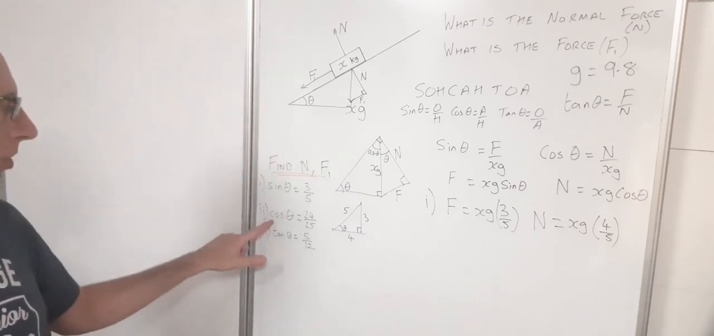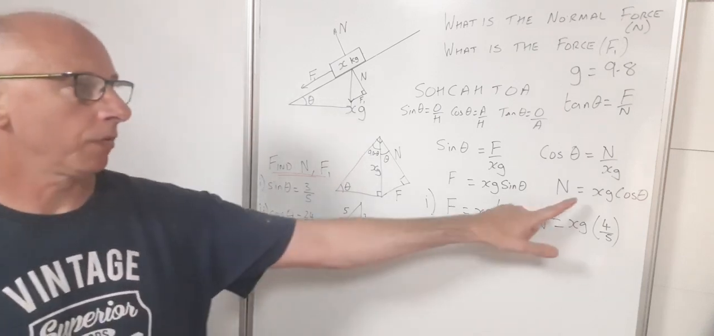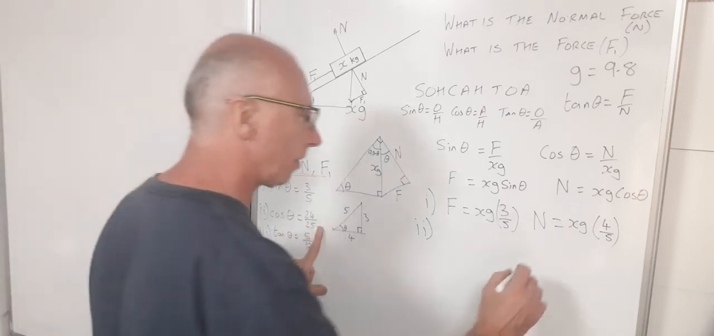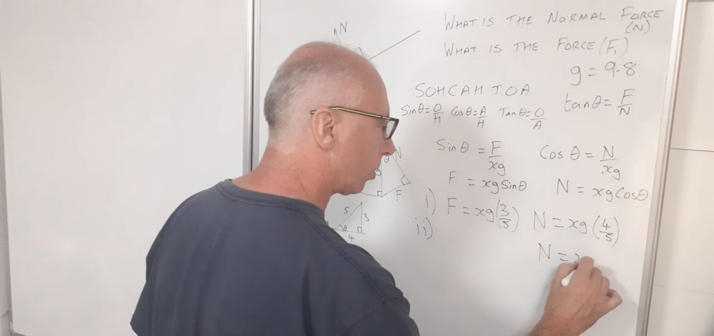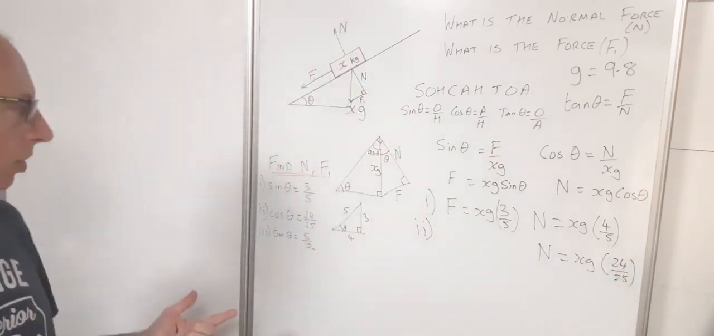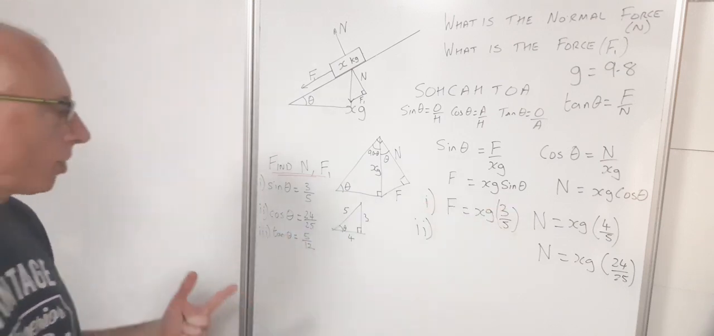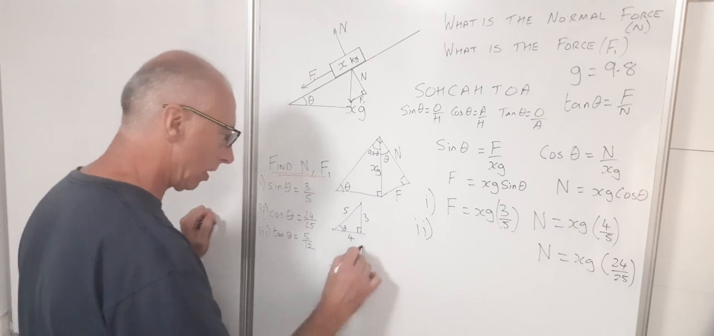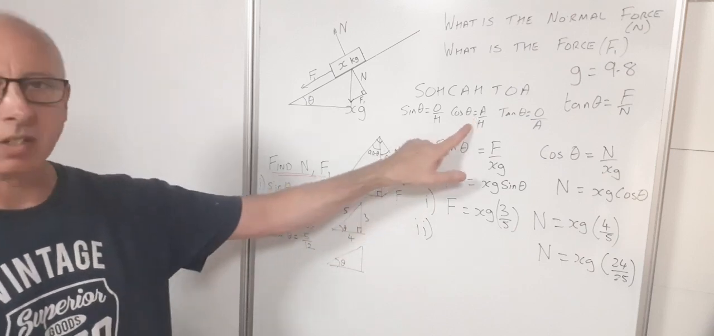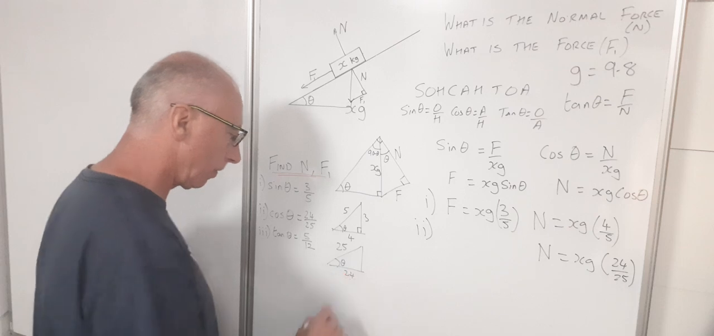Now what about part 2? I'm given cosine theta. So let's work with this one first, because that's the one with cosine theta in it. So n equals xg times 24 over 25. That's pretty straightforward. But I don't know too much about sine theta just yet. So let's draw another triangle. This time I know cosine theta is 24 over 25, adjacent over hypotenuse. So hypotenuse will be 25, adjacent will be 24.